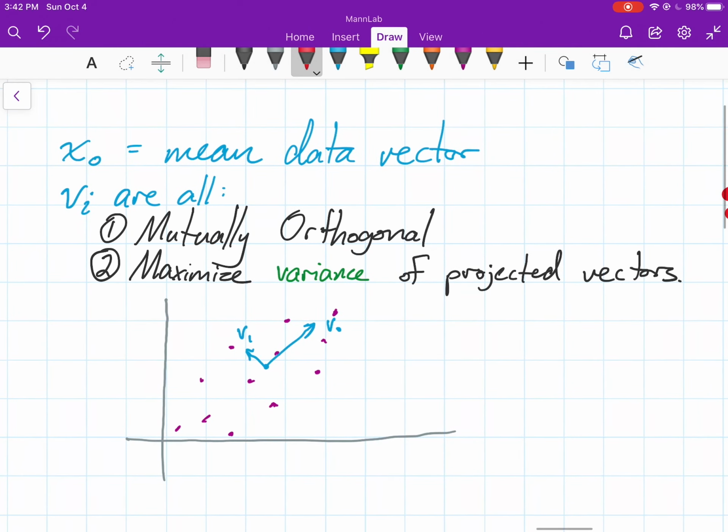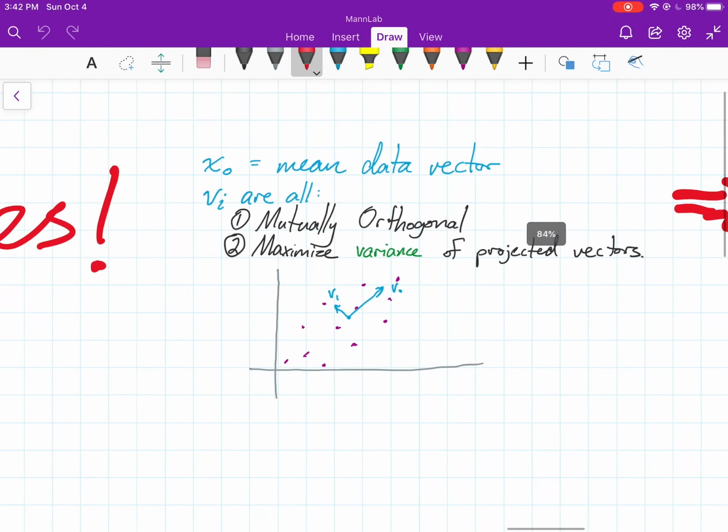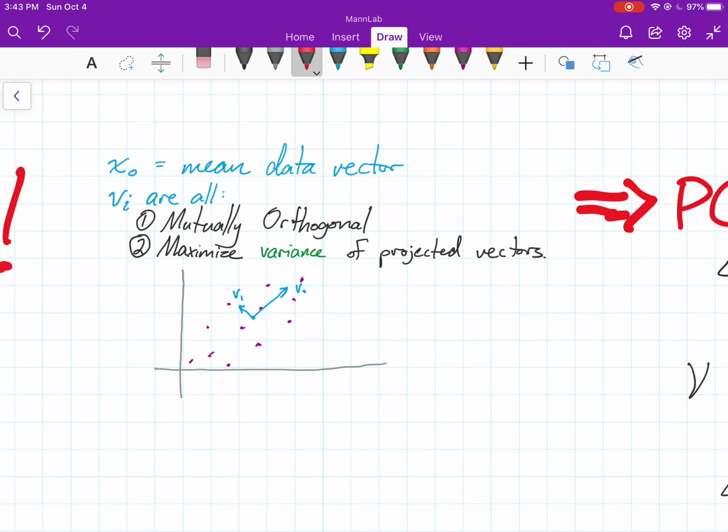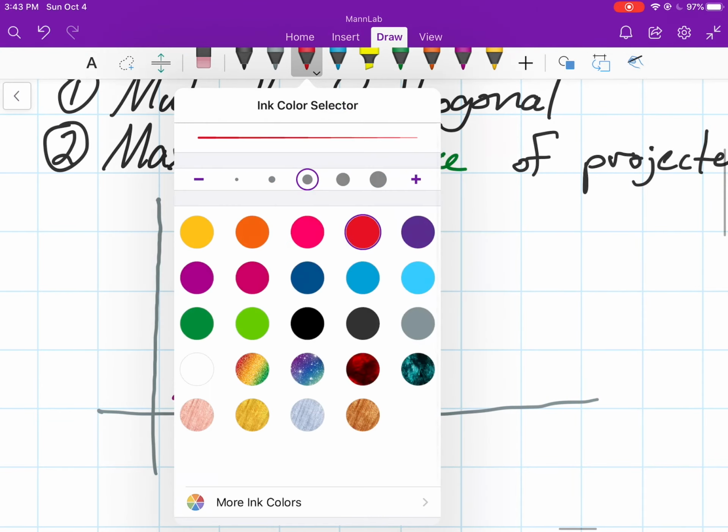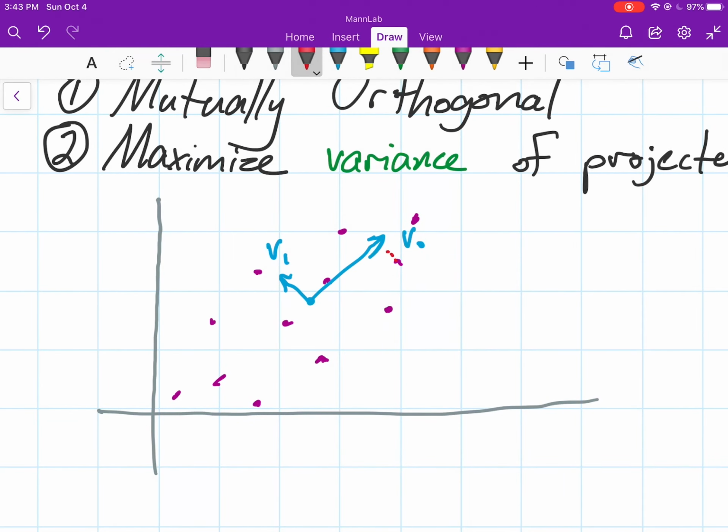And so basically, x0 would be the mean face, and then for all of the components, or principal components they're called, each of these vi vectors would be mutually orthogonal, and we would be trying to maximize the variance of the projection of each of these data points. So if we project these data points onto here, then this vector v0 does seem to maximize the variance of the projection values. So these are really spread out.